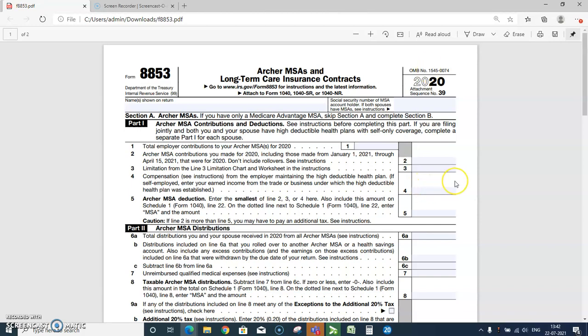Now coming to Archer MSA eligibility. Generally, an Archer MSA is a medical savings account set up exclusively for paying the qualified medical expenses of the account holder. It allows tax-sheltered investment growth within a savings account as long as funds are used to cover medical expenses. Form 8853 reports contributions and payments from Archer MSAs and payments from long-term care insurance contracts.